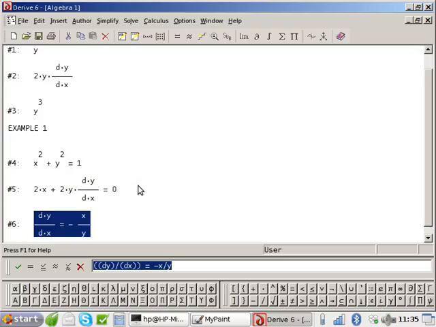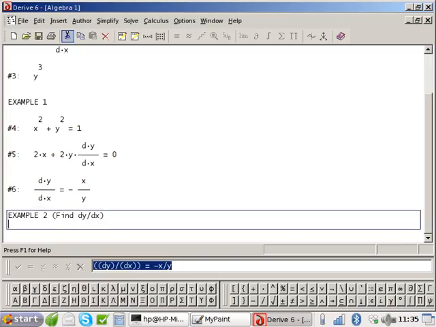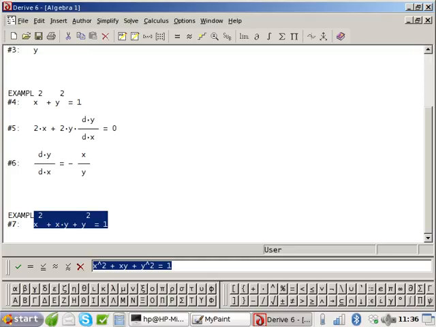Okay, try this one for me. Example 2. So again, find dy dx. Let's say x squared plus xy plus y squared equals 1. Try this for me before I do it.